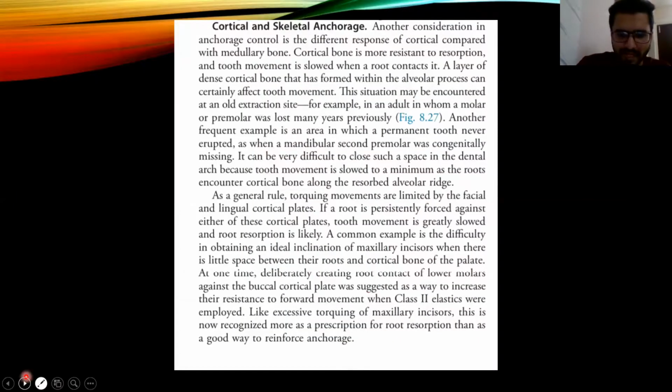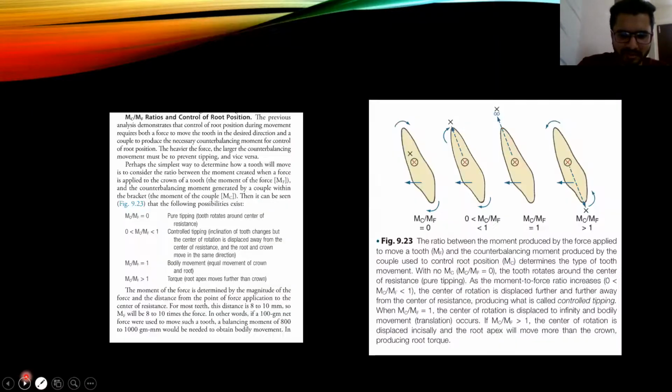Now go through this. I have just put what is skeletal anchorage, what is cortical anchorage. Just go through that. This I'll explain later tomorrow.